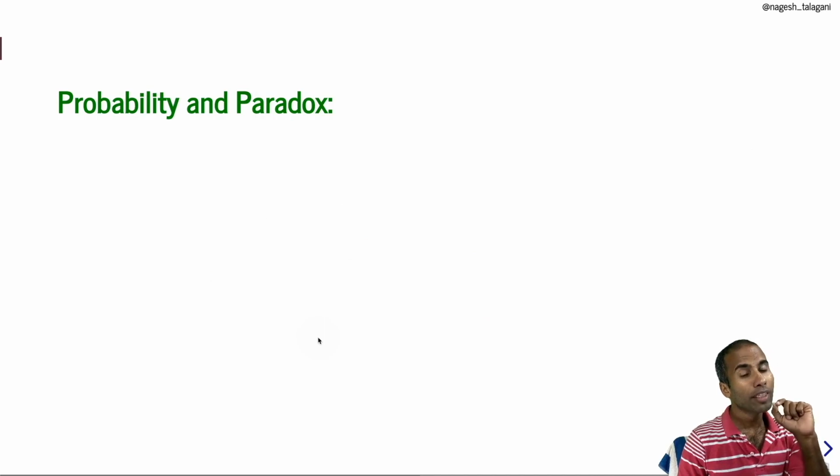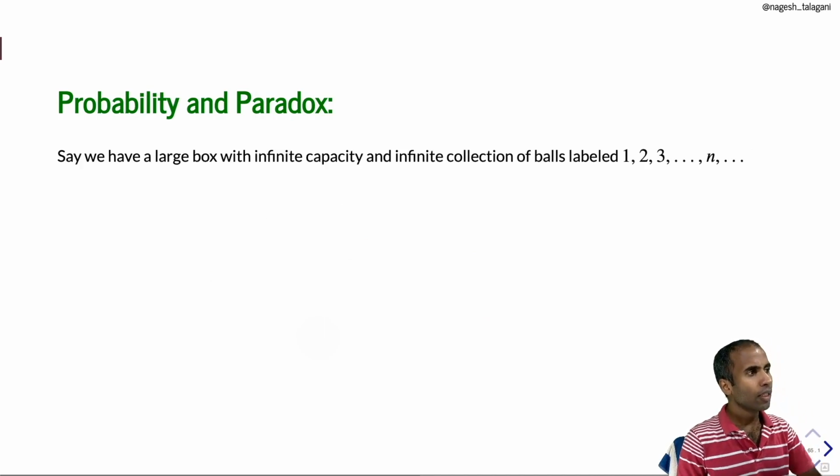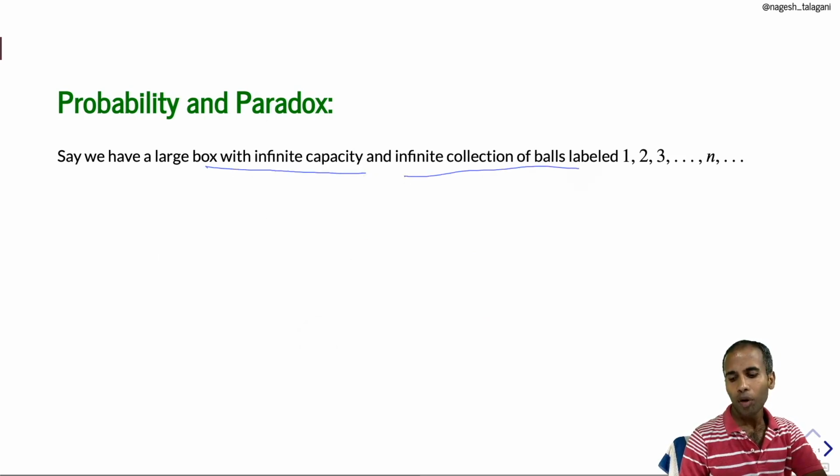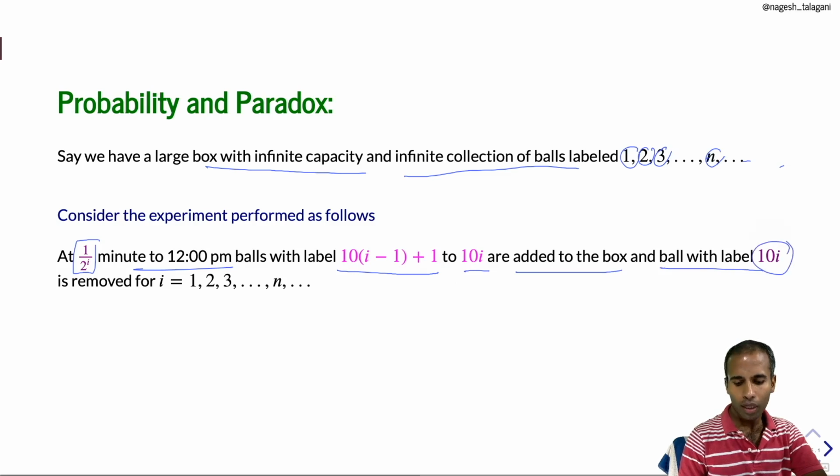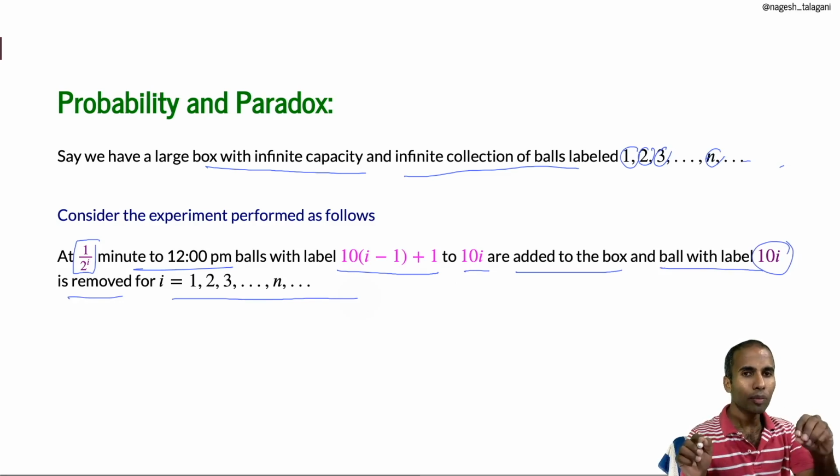Now we are going to talk about an interesting paradox. Here we go. Say we have a large box with infinite capacity and an infinite collection of balls with labels 1, 2, 3 and so on. Let us consider the experiment performed as follows. At 1 by 2 to the power i minutes to 12 pm, balls with labels 10 times i minus 1 plus 1 to 10 times i are added to the box and the ball with label 10i is removed, for i equal to 1, 2, 3, and so on. We assume that it takes no time to add or remove a ball from the box.